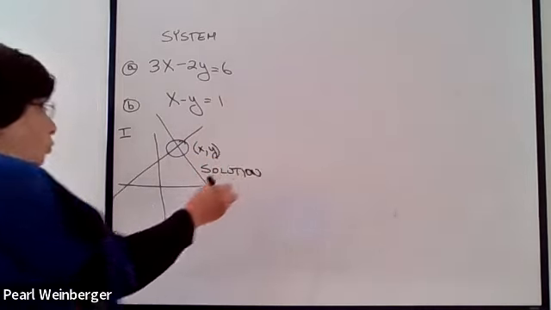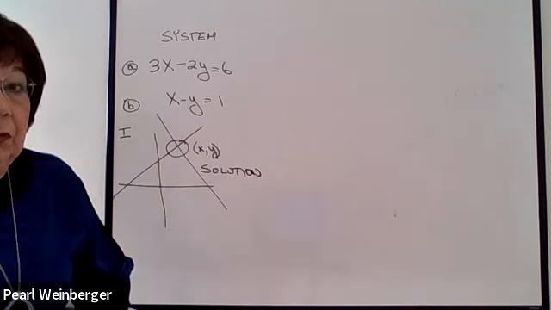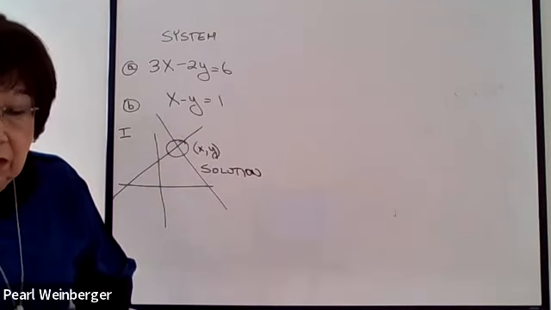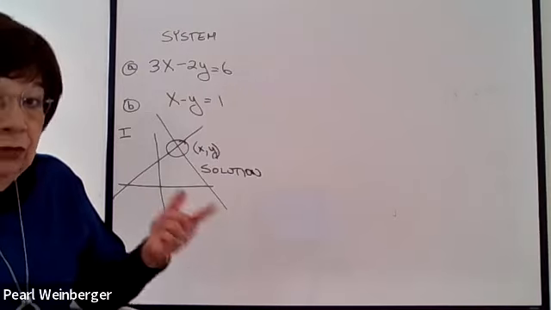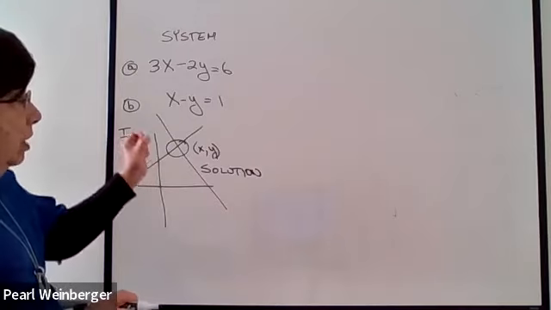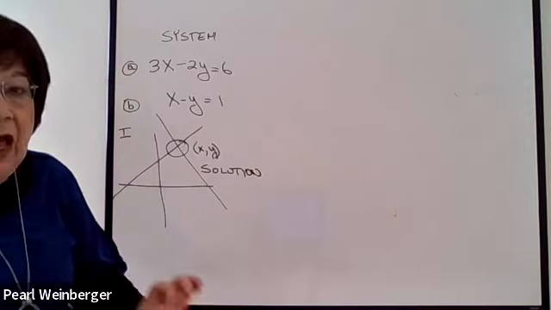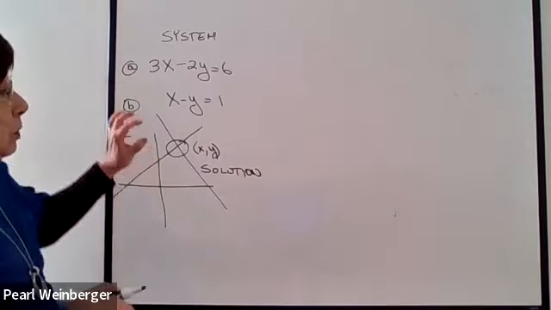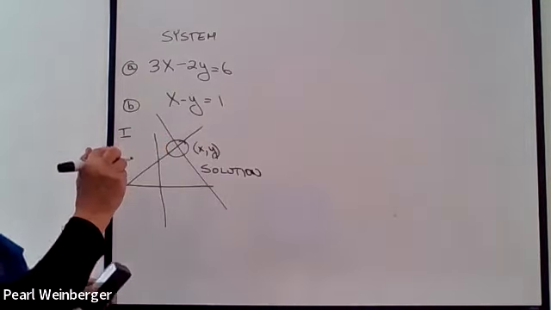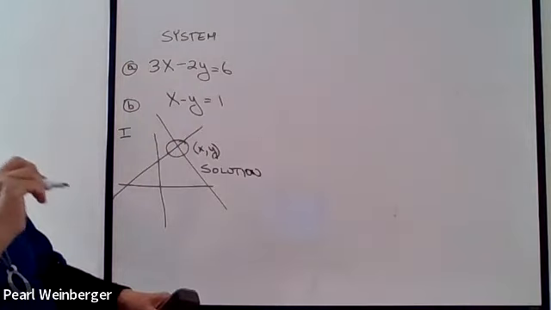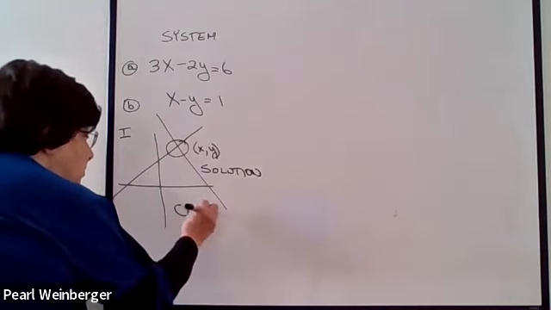So when I'm looking for the solution of a system of equations, I'm looking for the point where the two lines cross. And of course, that point is going to have an x and a y value. So we're going to look for the x and the y value that works in both equations, which means that the point is on both lines. We're looking for the point of intersection. That's the most common type of situation. This is what's called a consistent system of equations.